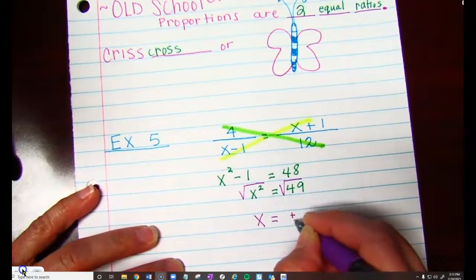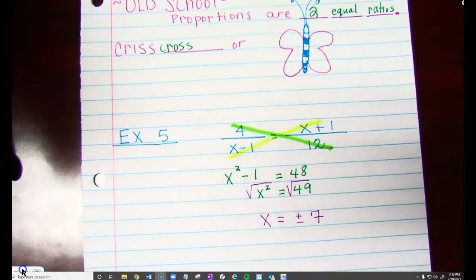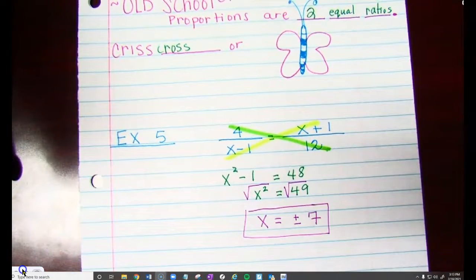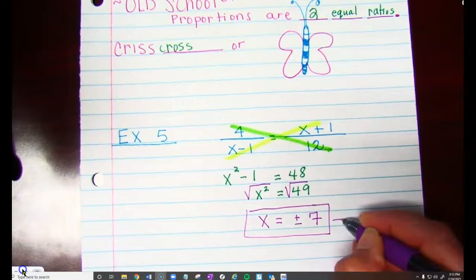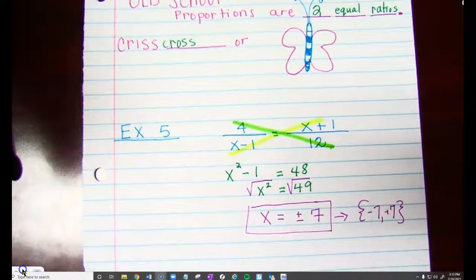Remember, when you take the square root, you write a plus minus. Also remember from absolute value, this symbolism to show our good answers is going to come back. I'm talking about the braces. So you're going to also see our answers written in this form too.